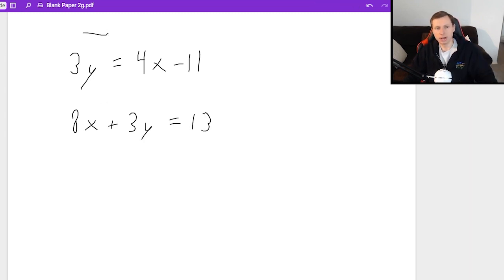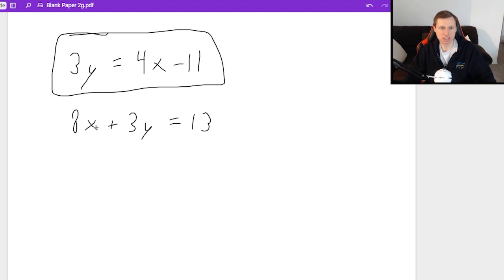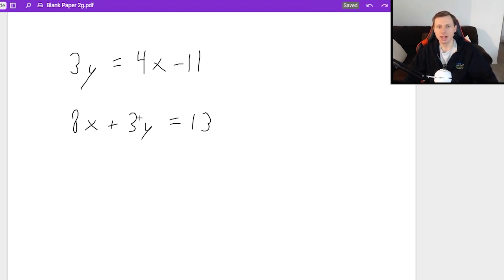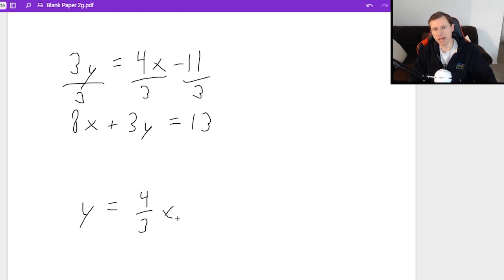So for this one, I'm definitely choosing the top equation for the substitution because it's almost in the form y equals. I just need to divide everything by 3. And here's the annoying part, because 4 is not divisible by 3, neither is 11. I do not want you to convert that to a decimal. I want you to keep it as a fraction, and there's a very good reason for that. When I do this, I'll get y equals 4/3 x minus 11/3. And this is fine. We're not complaining.